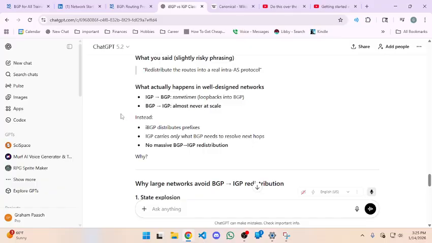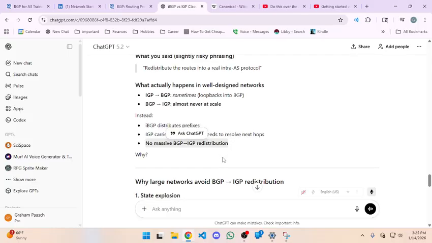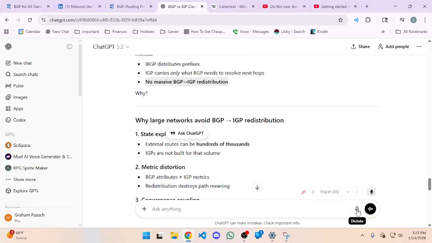Really? Instead, iBGP redistributes prefixes. The IGP carries only what BGP needs to solve next hops. Okay, so that's why. Okay, I got you. I think that's an important distinction.